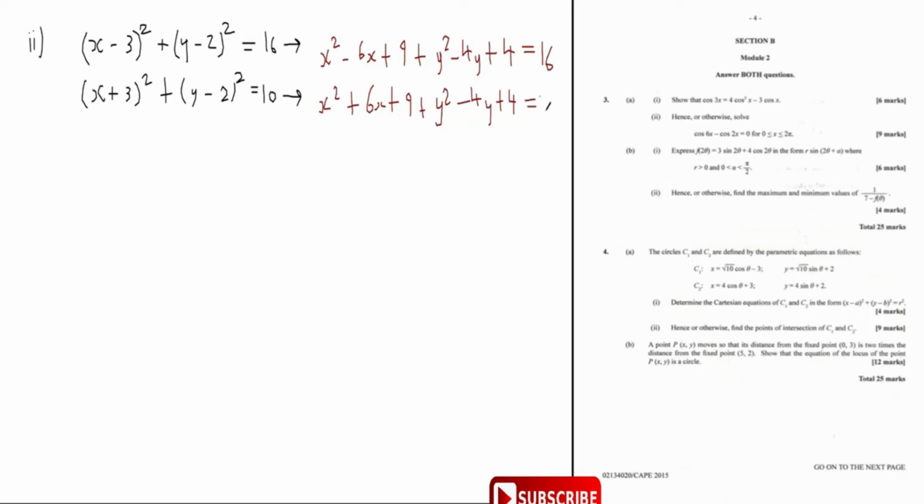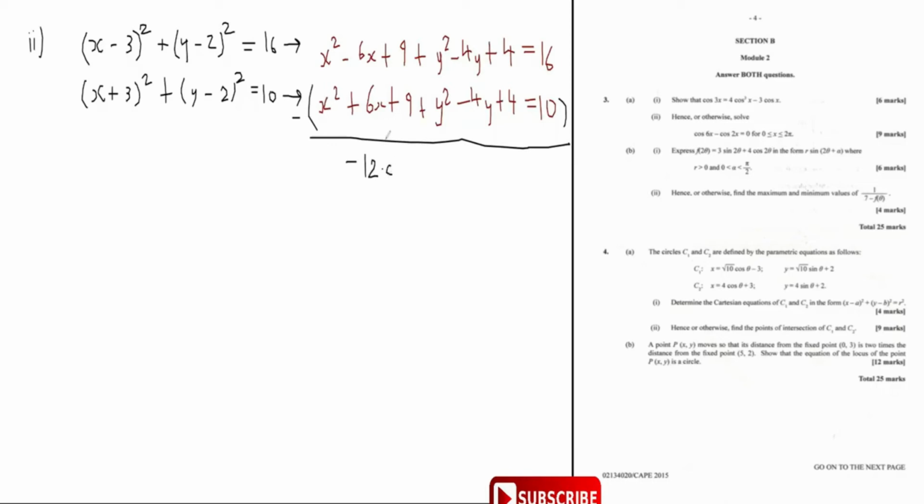So to find the points of intersection now, we're going to solve these two equations simultaneously. To solve them simultaneously, let's subtract these two equations. So we're going to subtract them, and what we're going to get is x squared minus x squared gone, minus 6x becomes minus 12x.